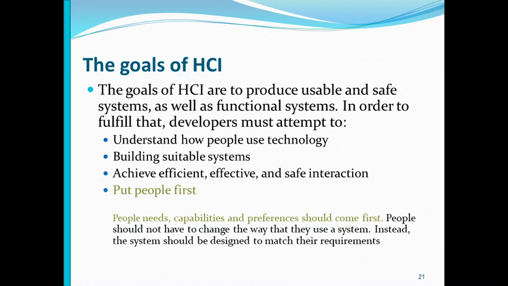People's needs, capabilities and preferences should come first. People should not have to change the way they use a system; instead, the system should be designed to match their requirements. If you take your mobile phone as an example, nowadays it comes with an auto glare system. The illumination of the light automatically changes based on conditions, so the user does not necessarily have to change it. We call it an auto light system or smart system.